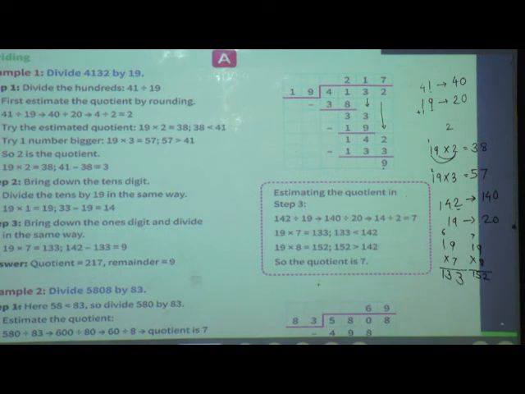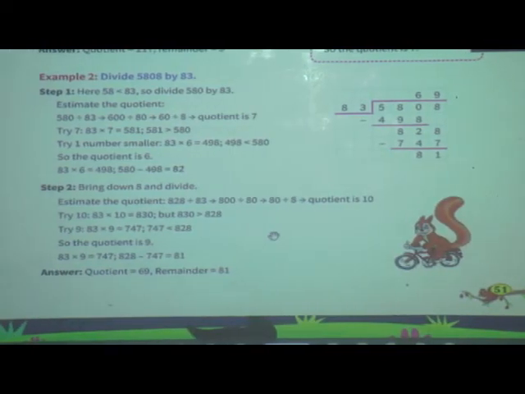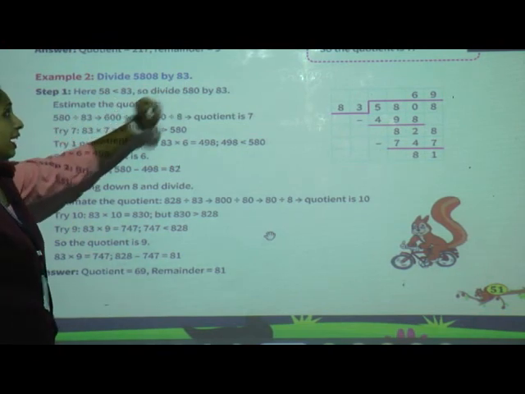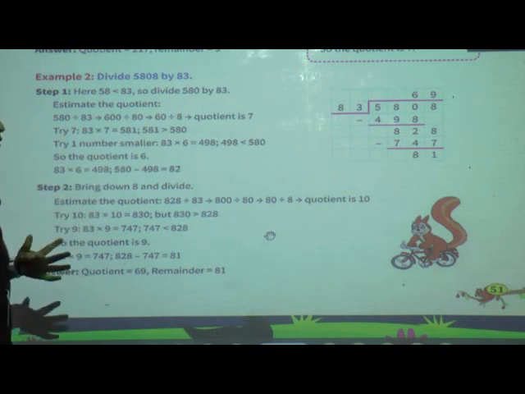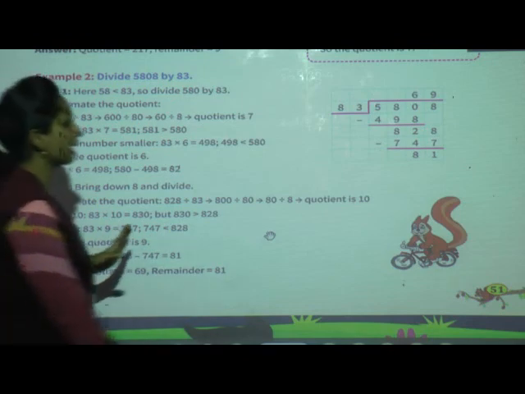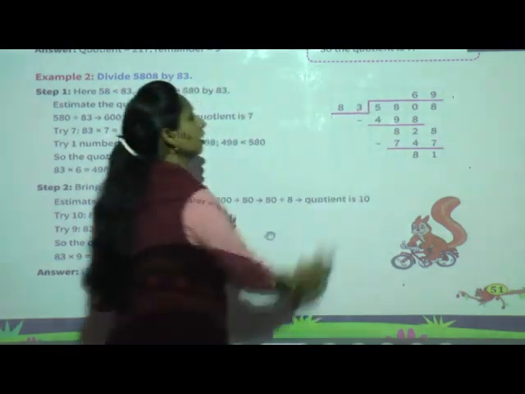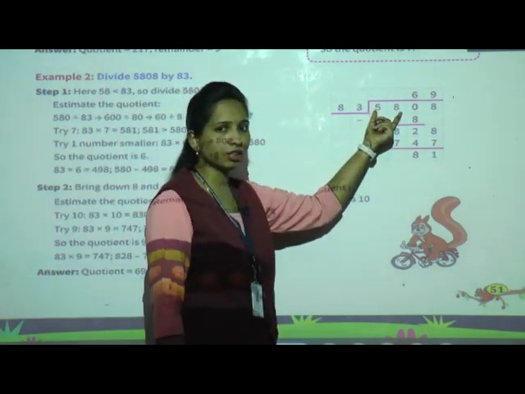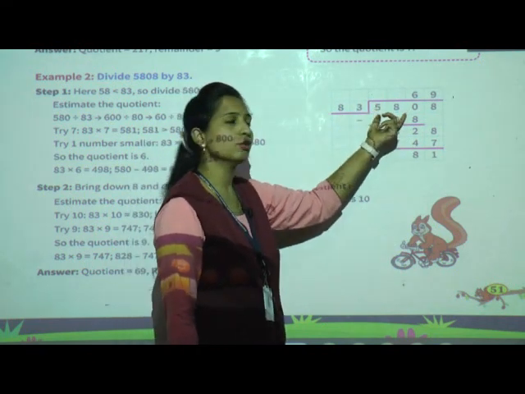Now we will see another example. Yes, divide 5808 by 83. See, very big number. 83 table, do you know? No, we don't know. So what do we have to do? First, write the number in this way, right side dividend, left side divisor. Now 83, we have to see with the 2-digit number. Whenever we are dividing with 2 digits, go with the 2 digits.